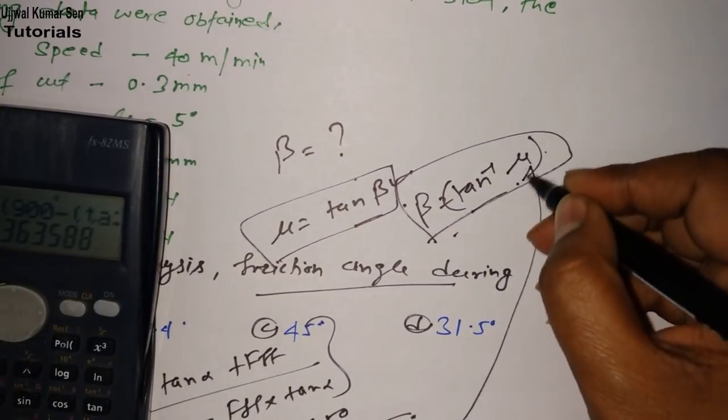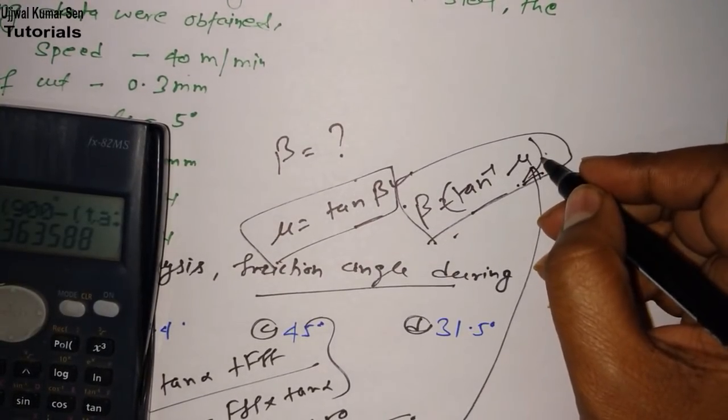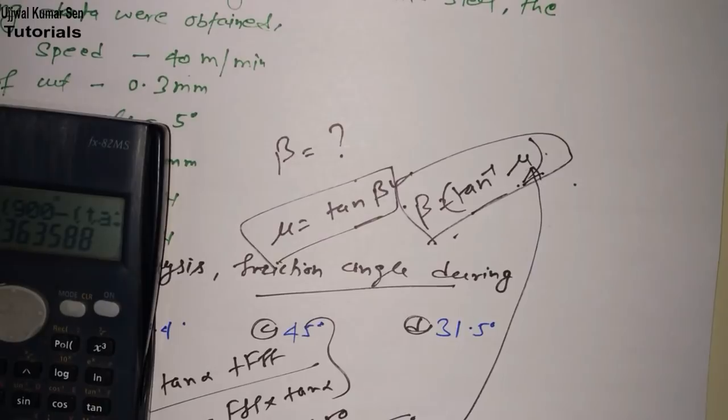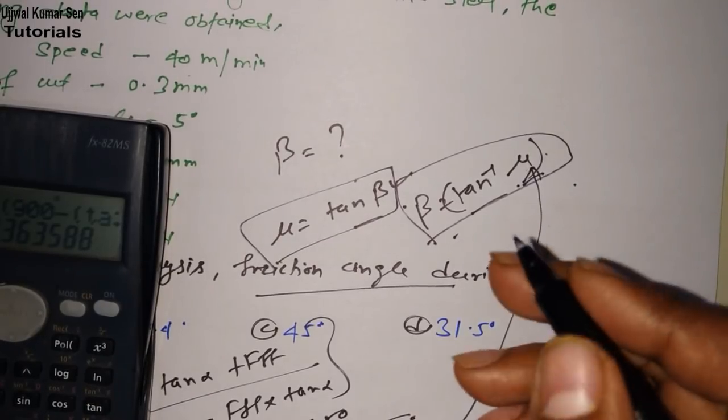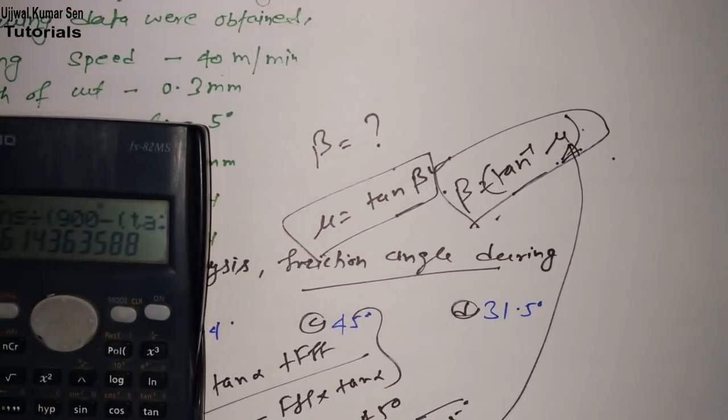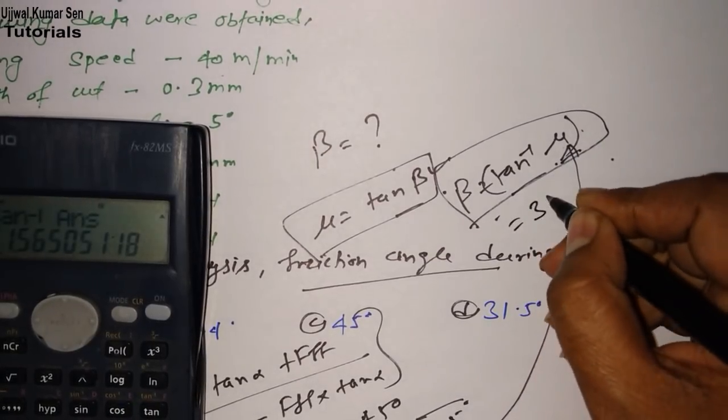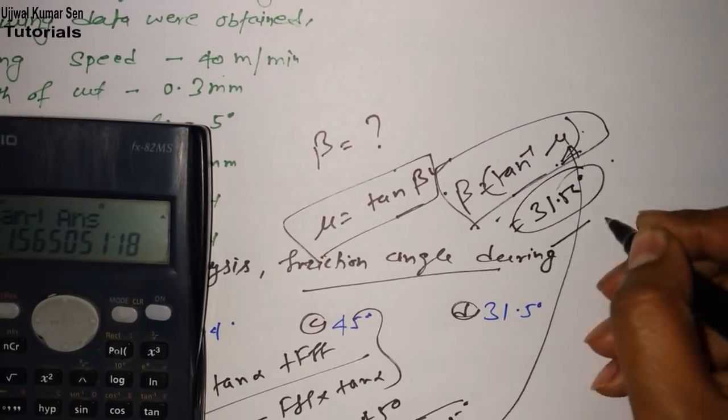We can write beta is equal to tan inverse mu. We got the value of mu and we just have to put this value here. So we have to find the tan inverse of mu, right? So first of all, let's write this tan inverse. The answer is equal to 31.56 degrees. This is the right answer.